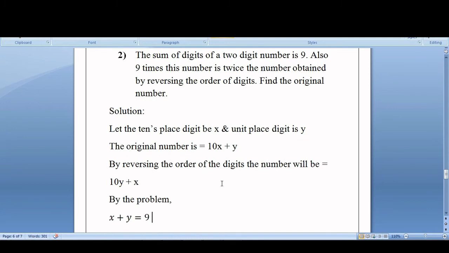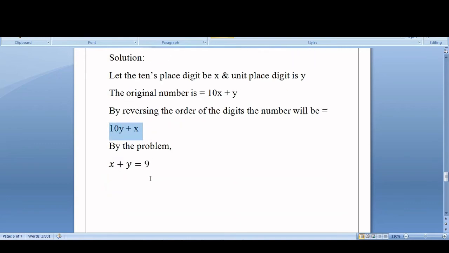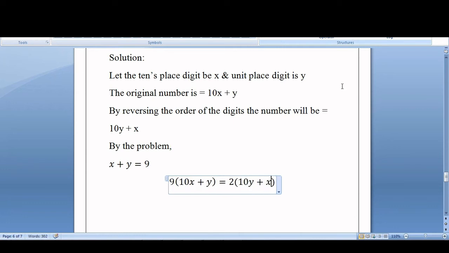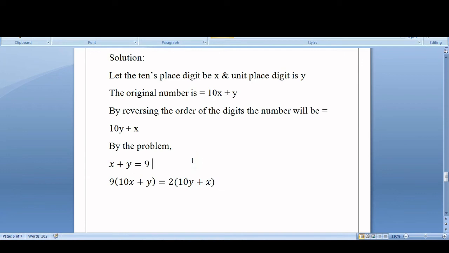Now constructing the second equation will be a little bit difficult. It is saying that 9 times this number, which number? The original number, is equal to twice the number obtained by reversing, that is this one. So it will be 9 times the original number, that is 9 multiplied by 10x plus y. It will be equal to twice the reverse order number, that is 10y plus x. Okay, so we have got the two equations: equation 1 and equation 2.